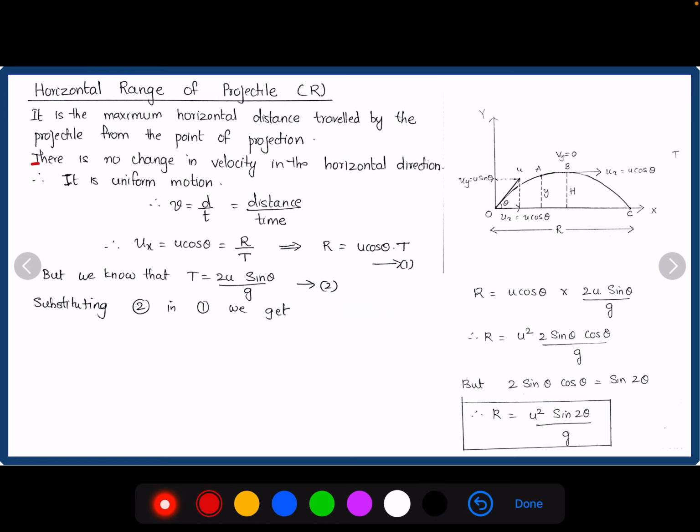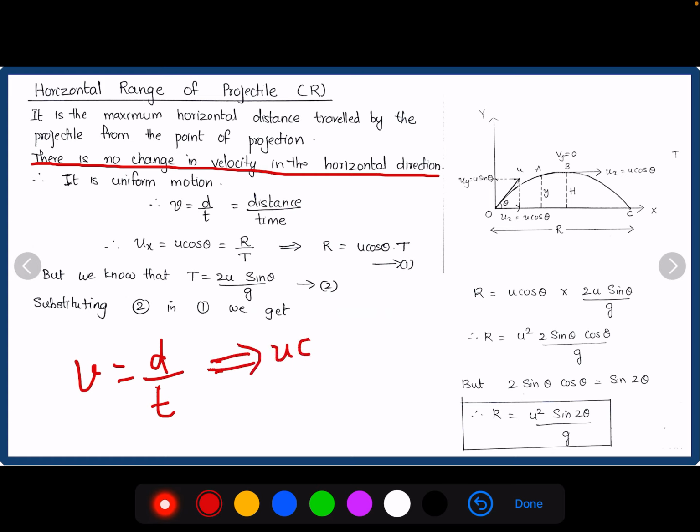There is no change in velocity in the horizontal direction. The important point I have been telling from the beginning is that there is no change in the velocity in the horizontal direction. It is a uniform motion. In uniform motion, we can use our very basic, fundamental equation: velocity is equal to displacement by time.